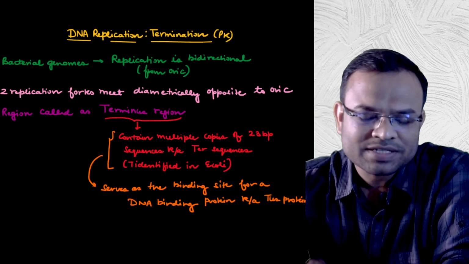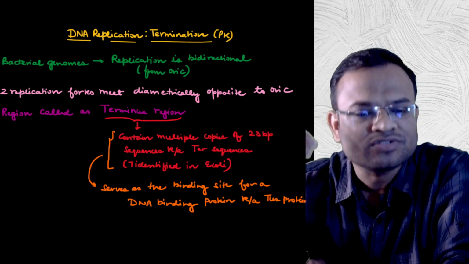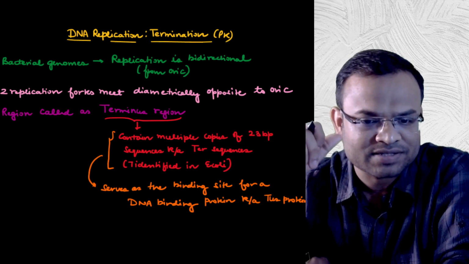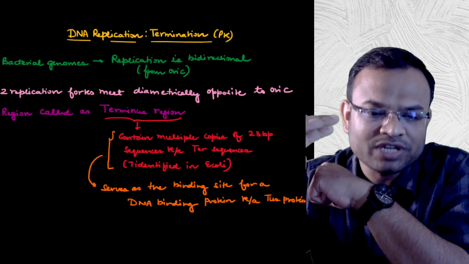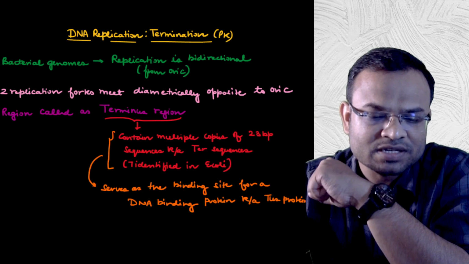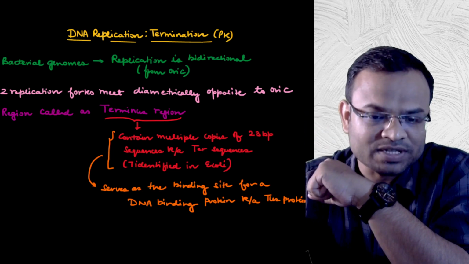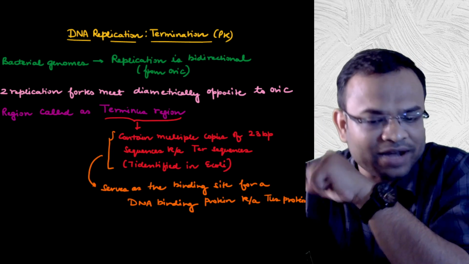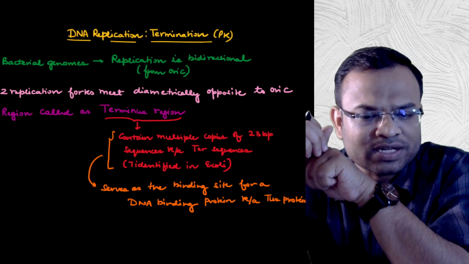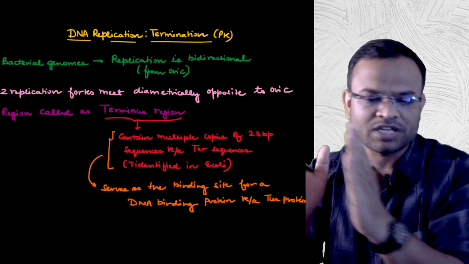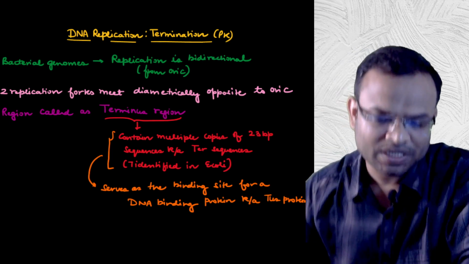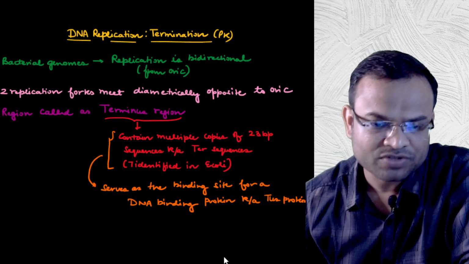Now, what are the salient features or characteristics of the terminus region? Let us understand this. It contains multiple copies of 23 base pair sequences called Ter sequences, and 7 have been identified in E. coli. What do you understand by this? There are 23 base pair sequences, multiple copies of them. Let me just show it to you. Let me just draw it.